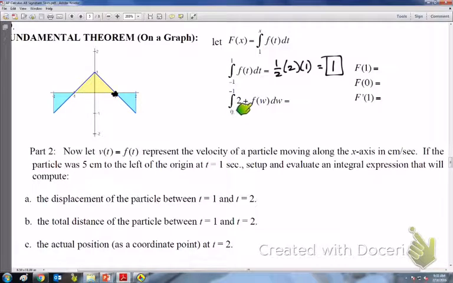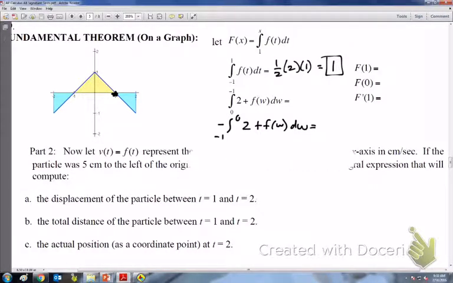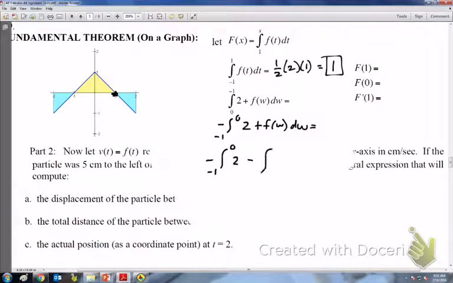For this one, remember that anytime you have two functions being added or subtracted, you can split them up into two integrals. So I'm going to do two things. The first thing is to fix this integral because it's from 0 to negative 1, and we don't like it going that way. So I'm going to say that this is the negative of the integral from negative 1 to 0 of 2 plus f of w dw. Let me erase this down here to give me some more space. Now I'm going to split this up into two integrals: the negative integral from negative 1 to 0 of 2, minus the integral from negative 1 to 0 of f of w dw.